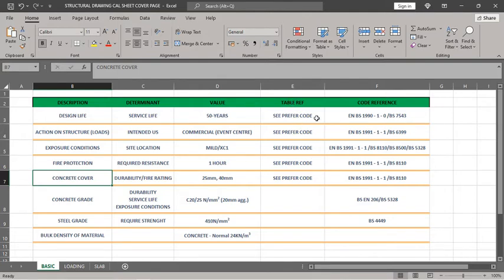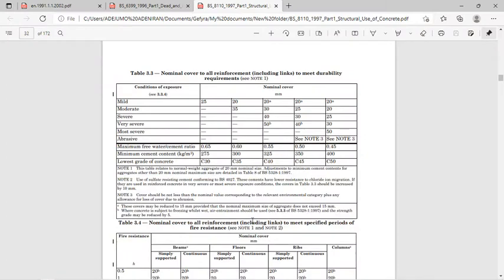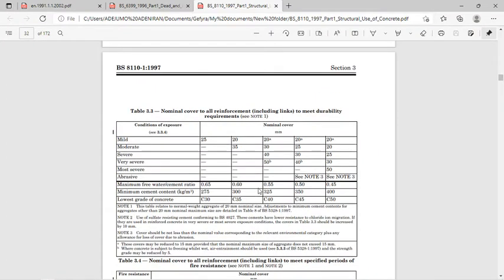I didn't put the table reference because I'm having two codes and the table references are quite different. So that's why I said see preferred code. If it is BS, if it is Eurocode you want to use, then you have to go to the Eurocode and check the corresponding table. Like for BS now, this is where I pick the nominal cover of reinforcement to meet durability requirement. So if I have a mild condition, I have 25.